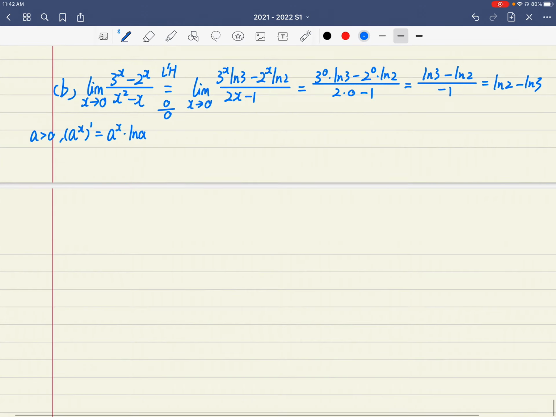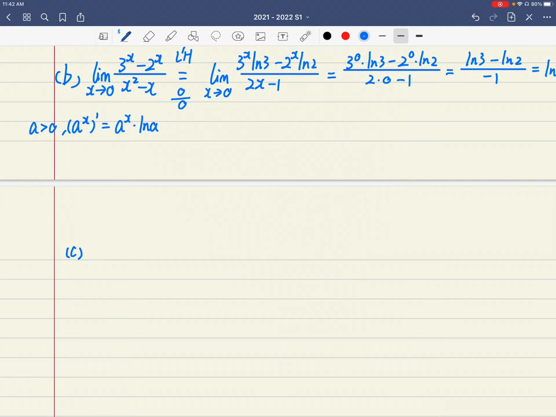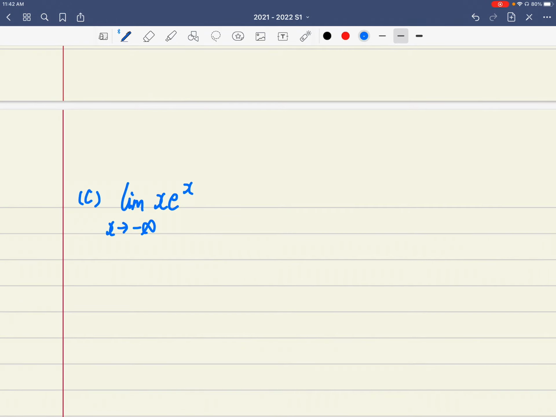Part C. It's a limit of x times e to the power of x when x is approaching negative infinity. Here, it doesn't look like we can use L'Hopital's rule because it's not a fraction. However, we can create a fraction. But again, before you do anything, you can always try substitution.